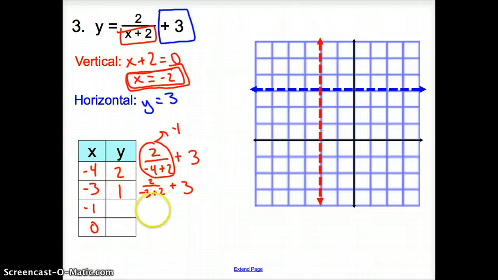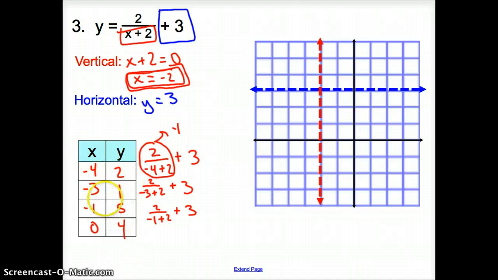Now we put negative 1 in, so it's 2 over negative 1 plus 2, plus 3. This will give me a positive 2 plus 3, which is 5. And then if I plug 0 in, I'll get 4.